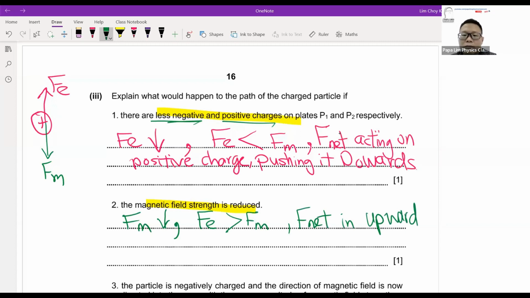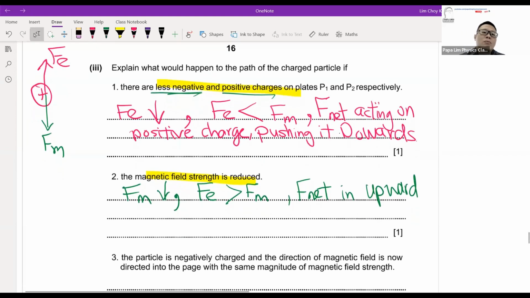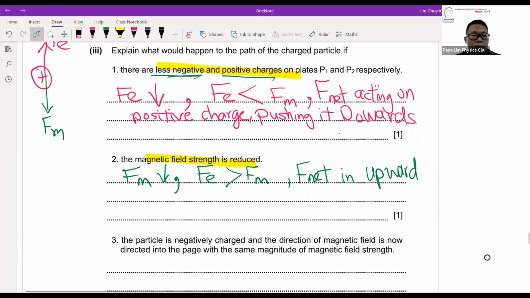So as a result, it will deflect upwards, or curve diagonally towards the top right corner. So the idea is the same. Now, 1 and 2 are quite similar, but they just affect different forces. Slightly more interesting will be number 3. Number 3 looks at a charge that is negative. The field line is still in the same direction, so only the charge is reversed.